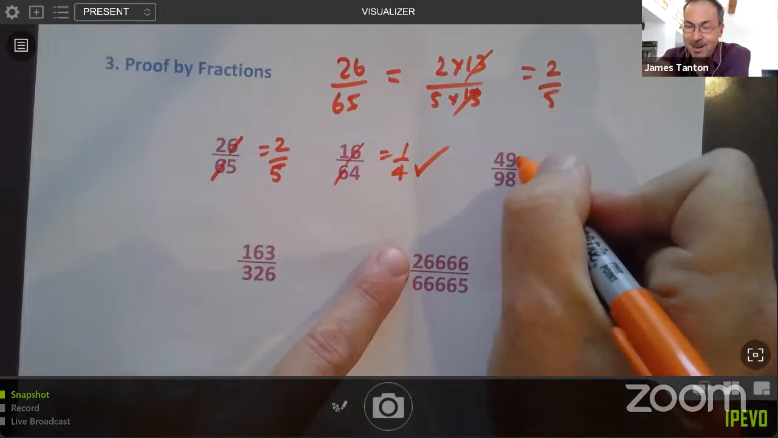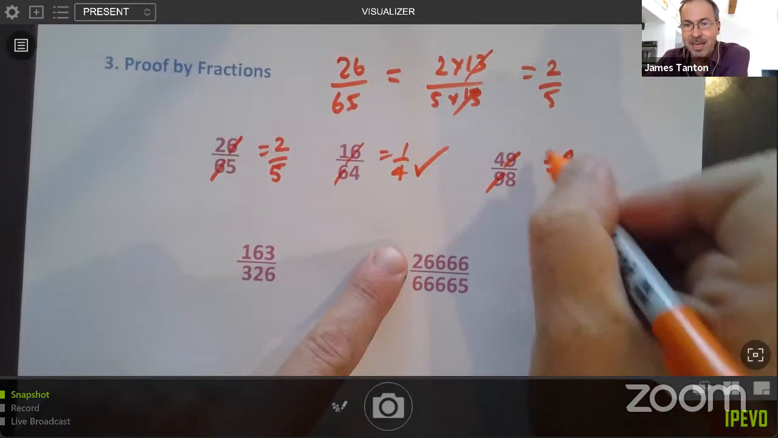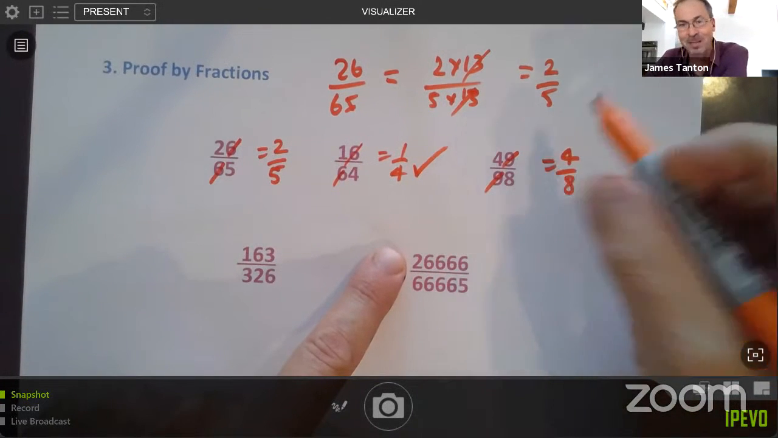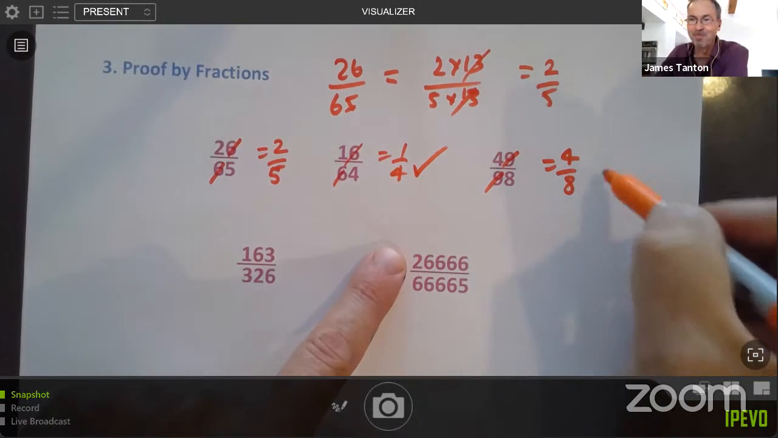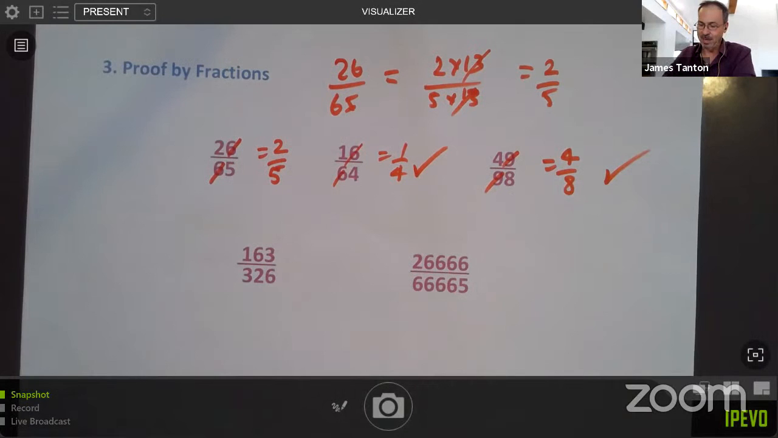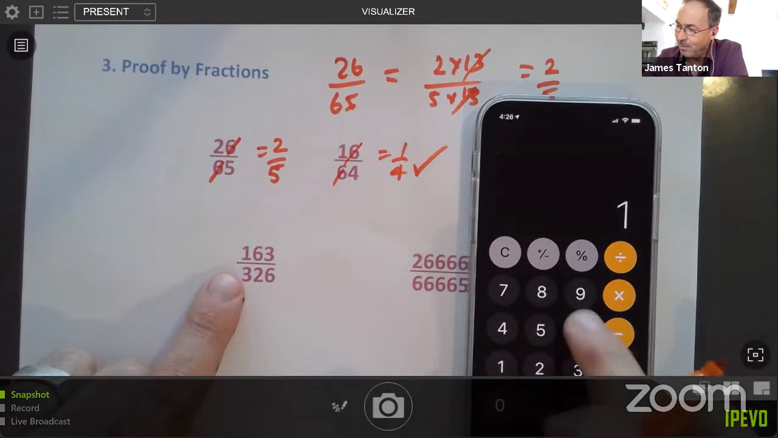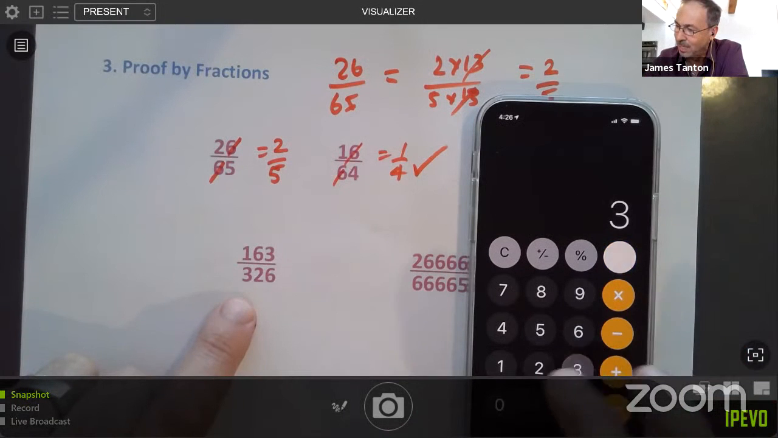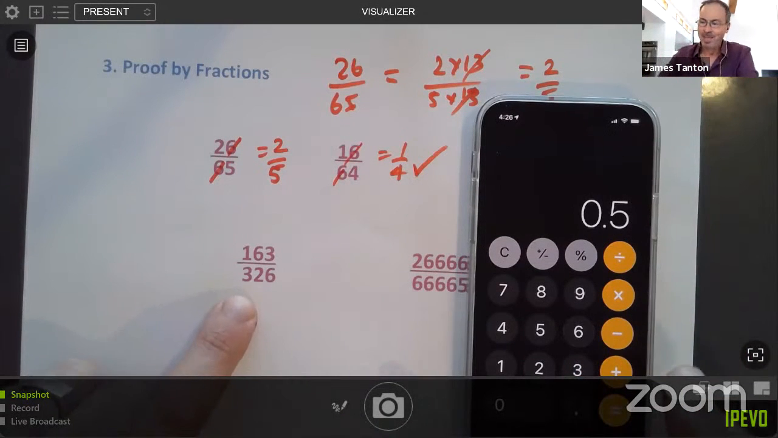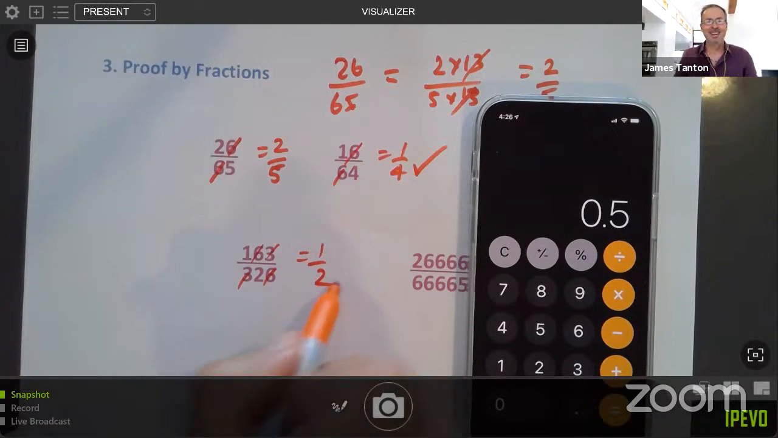49/98, it's okay to cross out 9's. That would leave 4/8. And guess what? 49/98 is a half. 4/8 is a half. That's correct. Here's a weird one. 163/326. Let me turn my calculator on. Let's do half my brain. 163 divided by 326 equals a half. Cross out the 6's, cross out the 3's, and what are you left with? Indeed, a half.